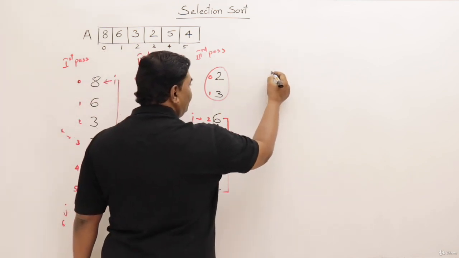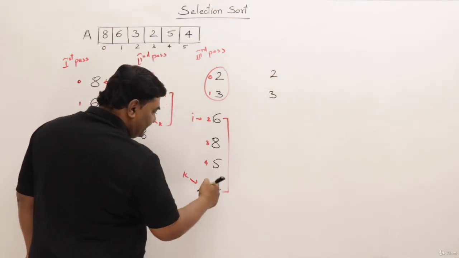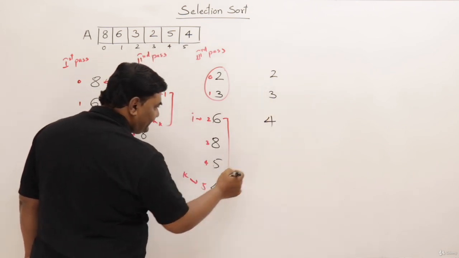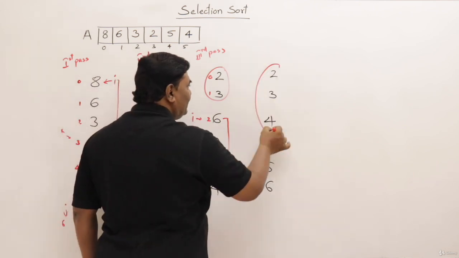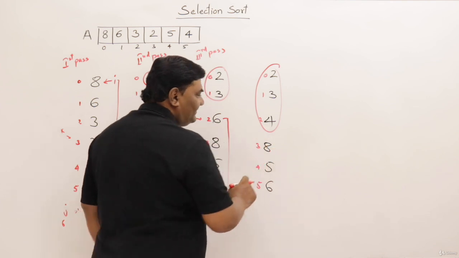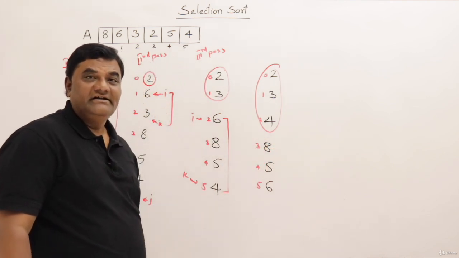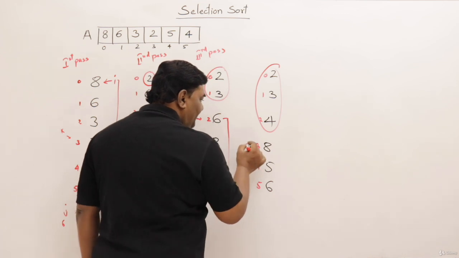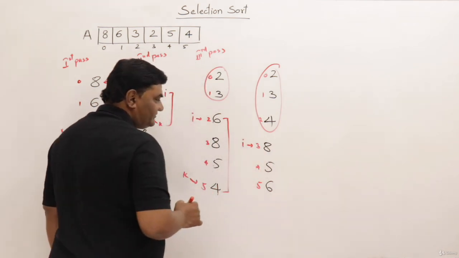Then the new list will be 2, 3. This will interchange. So here 4. Then 8, 5, 6. Now three elements are sorted. Next we have to select a fourth element, that is index 3. We have to sort this one. We have to find an element for this position.